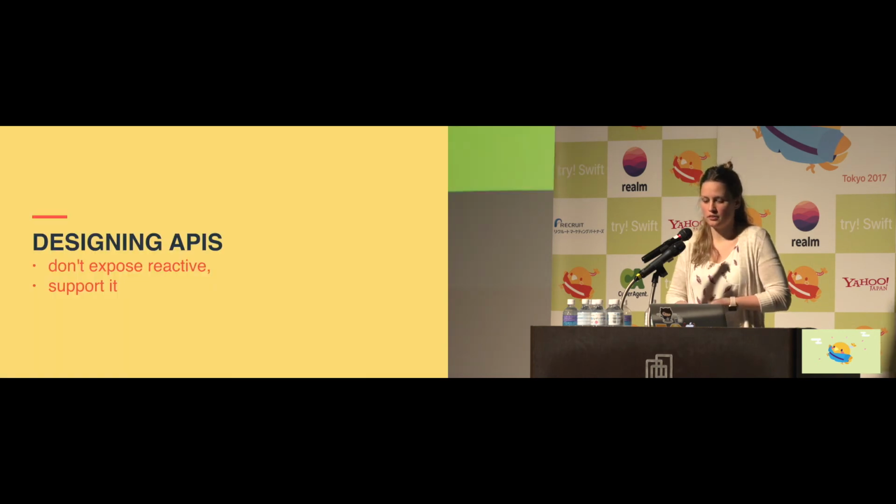Speaking of which, when you're composing your APIs yourself, it's nice to keep the reactive philosophy out of it, so you don't force it on others. What you might want to consider, though, is to make sure your APIs support it. You can do it by making sure your properties on your interfaces are observable, for example.